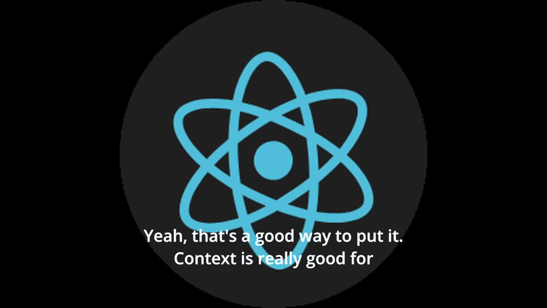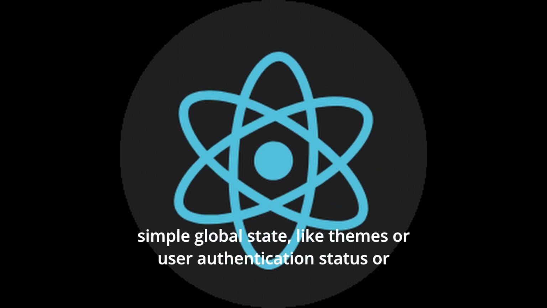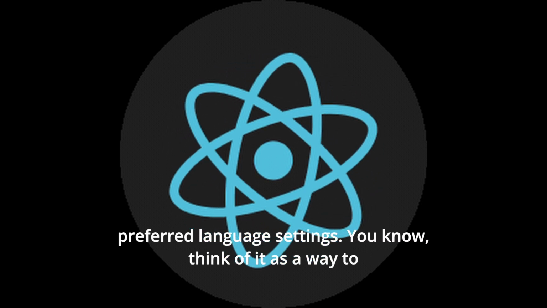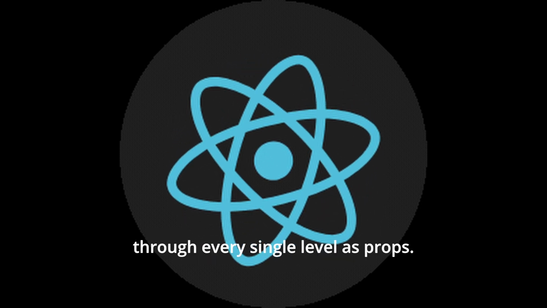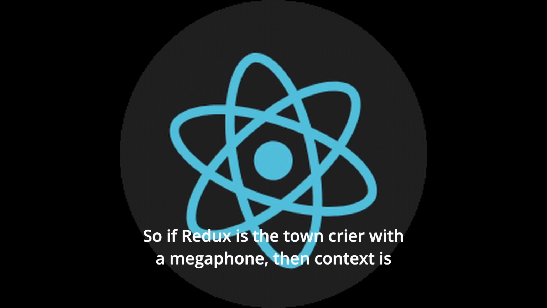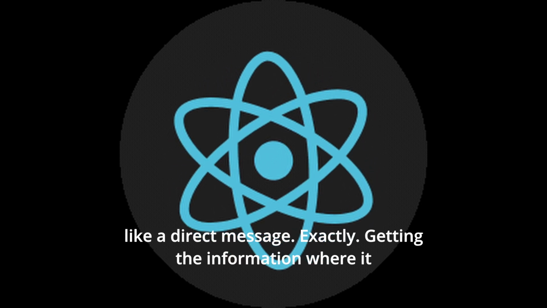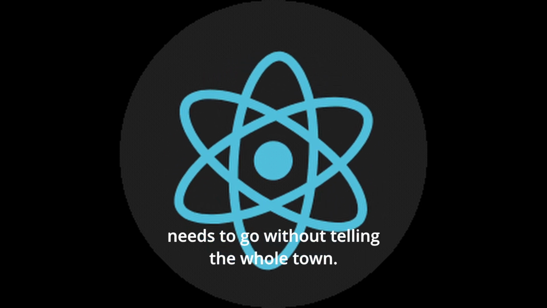Context is really good for simple global state like themes or user authentication status or preferred language settings. Think of it as a way to teleport data down the component tree without having to pass it through every single level as props. So if Redux is the town crier with a megaphone, then context is like a direct message. Exactly, getting the information where it needs to go without telling the whole town.